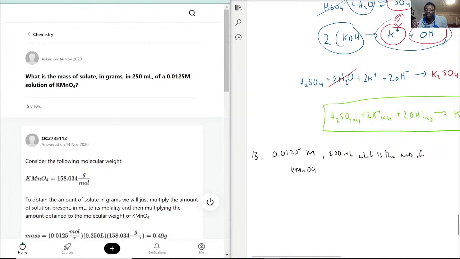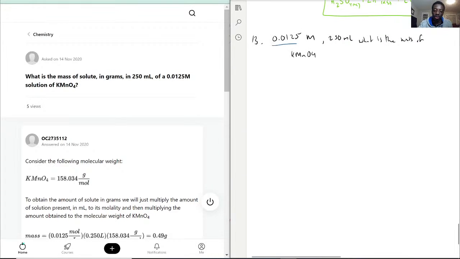We first need to find out how many moles we're working with. As you remember, we have the moles per liter here. To get rid of the liters and just have moles, we need to multiply by the volume. So we have 0.0125 moles per liter of potassium permanganate, and then we multiply by 250 mL. But as you notice, these units don't cancel out, so we need to divide by 1,000 mL per liter, because 1 liter is 1,000 milliliters.